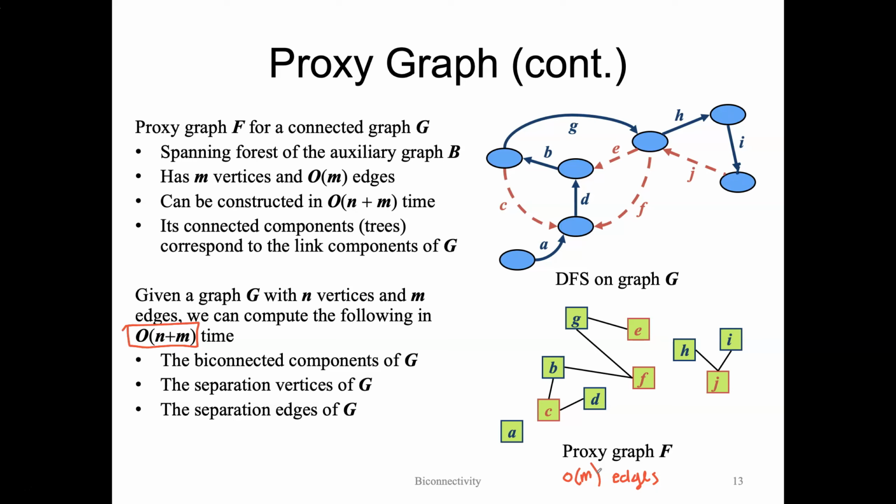We can efficiently find the connected components of this graph in big O of m time, which corresponds to the link components of our original graph. So our total running time, running depth first search on this graph, creating this proxy graph, running either DFS or BFS on this proxy graph to find the connected components, and then outputting all the connected components of this graph, which are linked components of our original graph, which induce biconnected components of our original graph. In total, n plus m time. So we can find all biconnected components really in linear time in n plus m time.